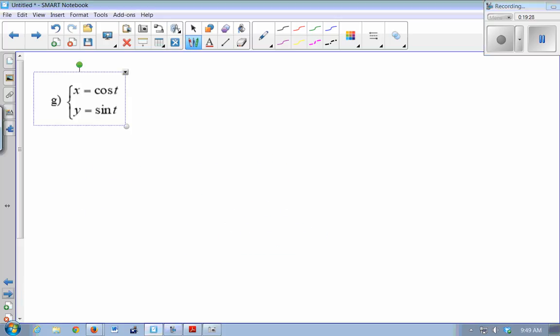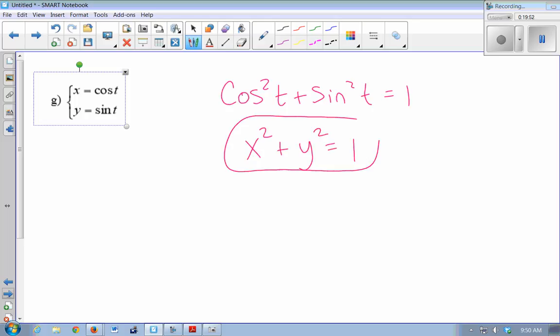When you have sines and cosines, it's harder to solve for t, right? So I typically just say, well, I know that cosine squared plus sine squared is 1. I know this Pythagorean identity. And then I can replace cosine with x and sine with y. So this says x squared plus y squared equals 1. I say, oh, that's a circle, right? It's centered at 0, 0 and radius 1.